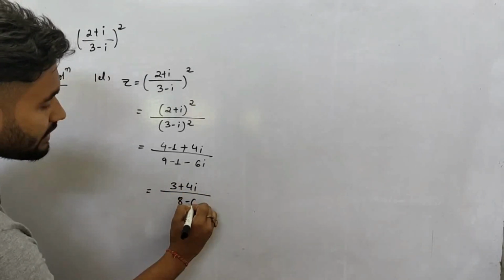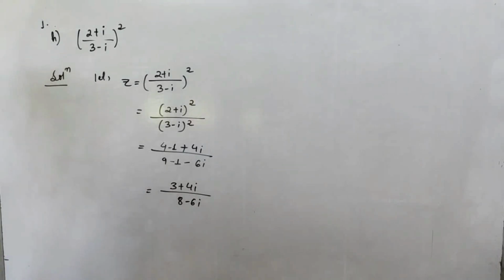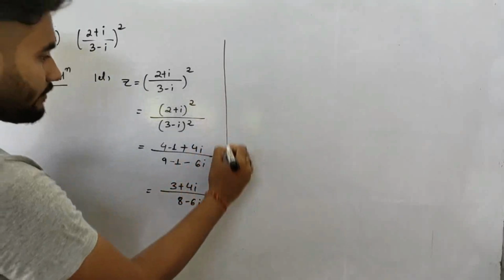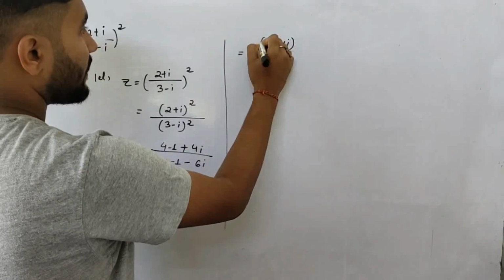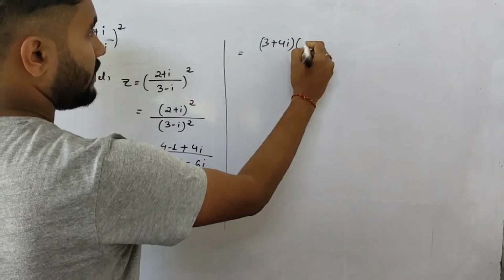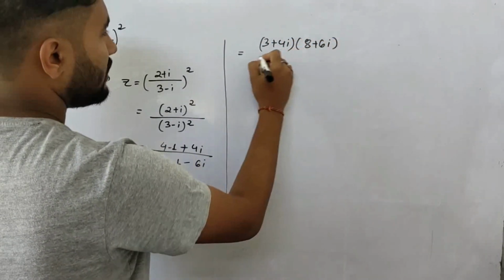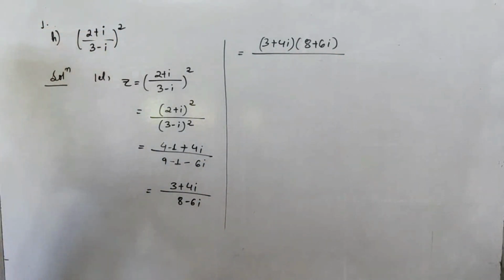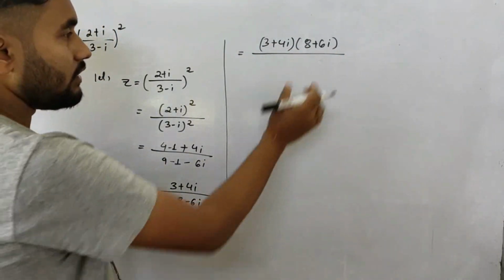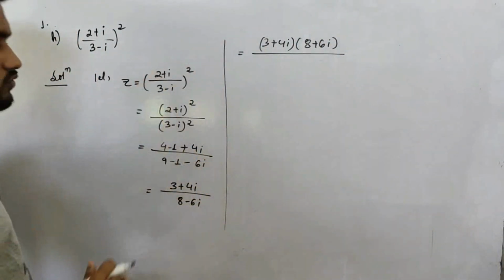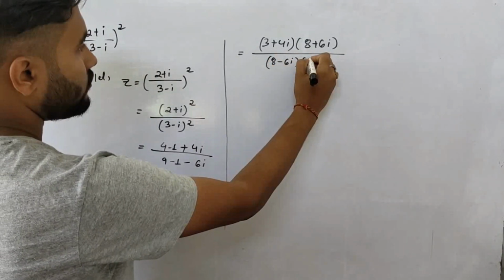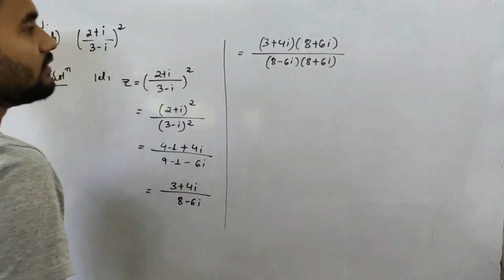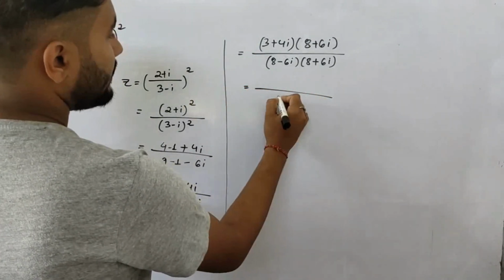9 minus 1 is 8 minus 6i. So now if I rationalize this, what will I get? Which is equal to (3 plus 4i) into (8 plus 6i). If you want, you can take 2 common from here; the rationalization will become simple. I will not take 2 common over here. So this will become (8 minus 6i) into (8 plus 6i).